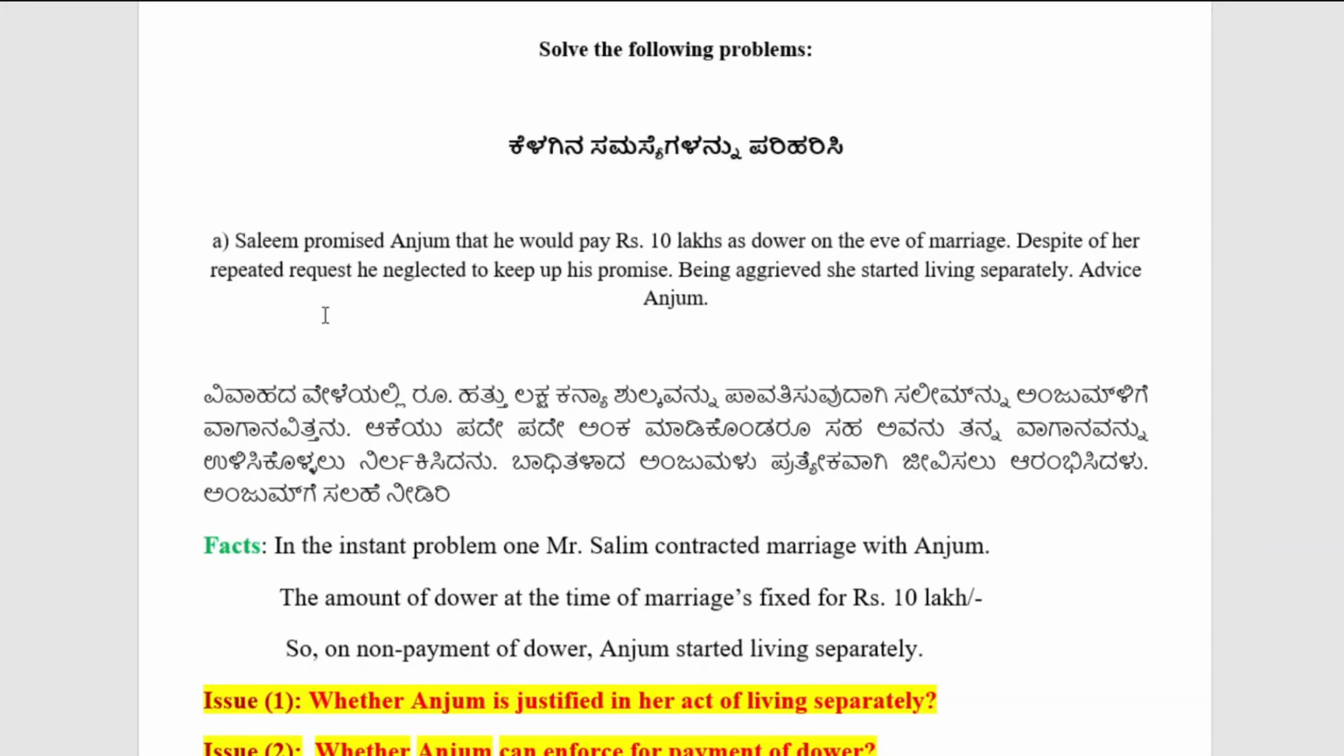And despite her repeated requests, he neglected to keep up his promise. That means he has not paid in spite of the several requests by the bride. So being aggrieved, she started living separately. We have to solve this problem. We have to give our advice to Anjum, what she can do.